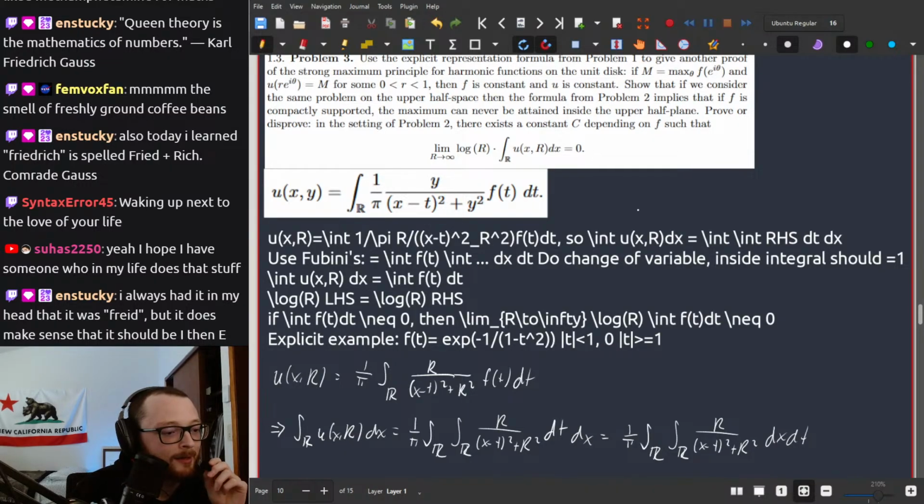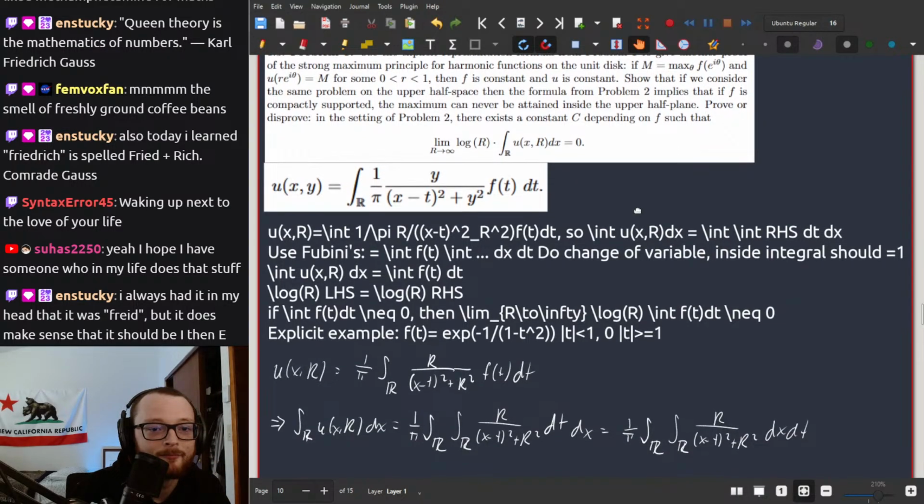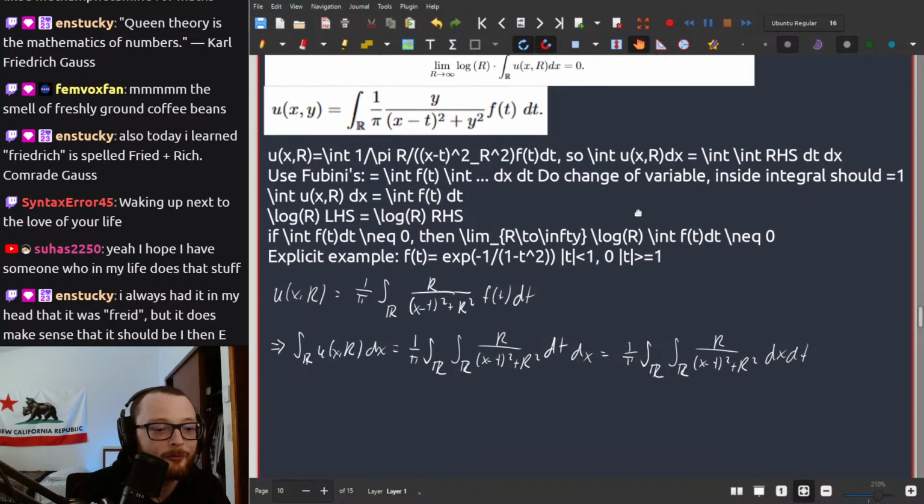I always had in my head that it was F-R-E-I-D. Doesn't make sense, it should be I then E. I wouldn't know. Yeah, I could see it going either way. Also, Karl Gauss, Karl Marx, coincidence? I think not.